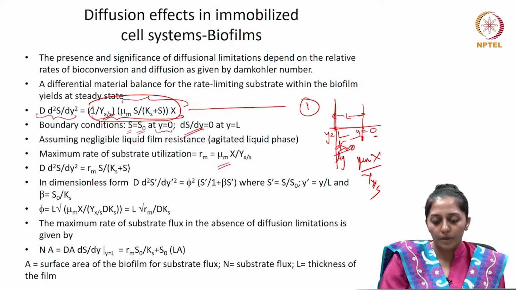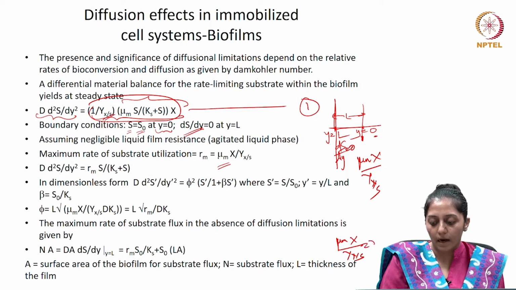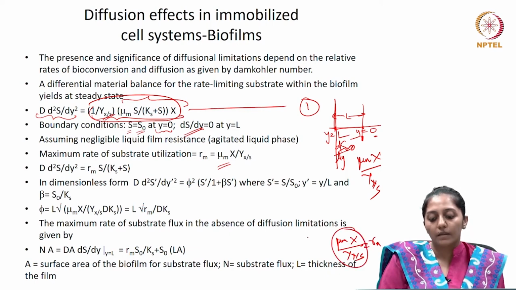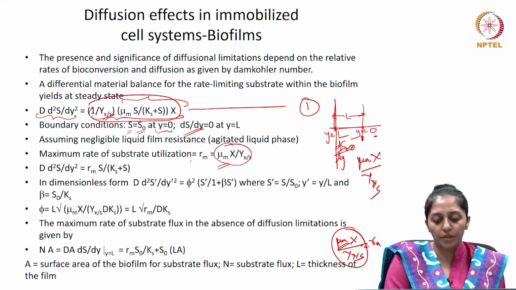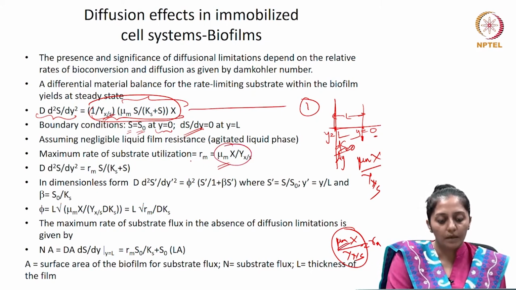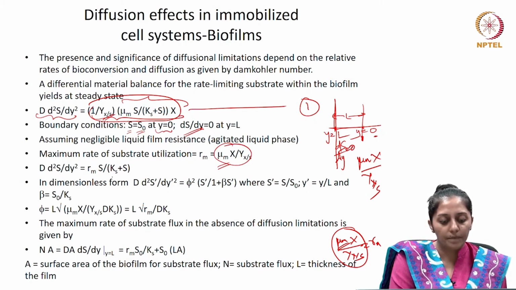Now, we will substitute in equation 1 the value of mu m x by y x by s as Rm. This is nothing but the maximum rate of substrate utilization possible. If there is maximum rate of substrate utilization, why? Because your culture is growing at its mu max. So, this has been substituted as Rm in equation 1, and your equation 1 then becomes equation 2 as shown here.